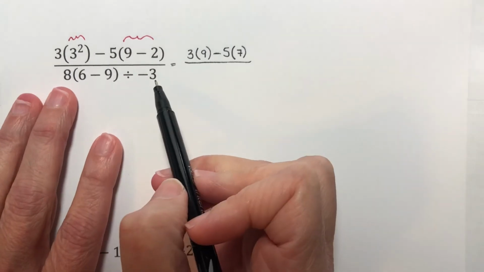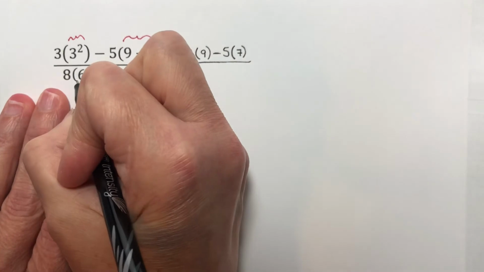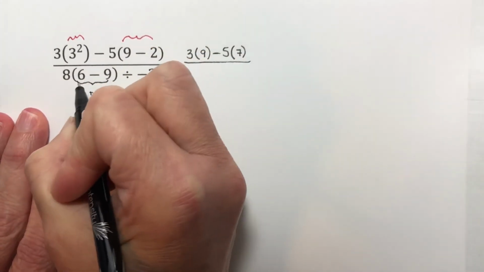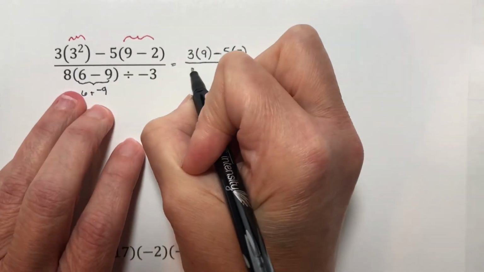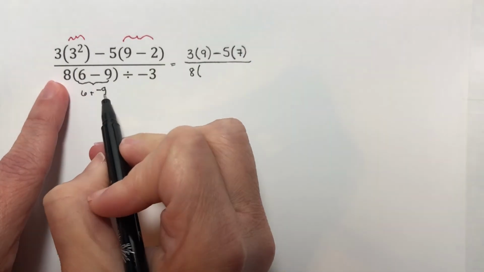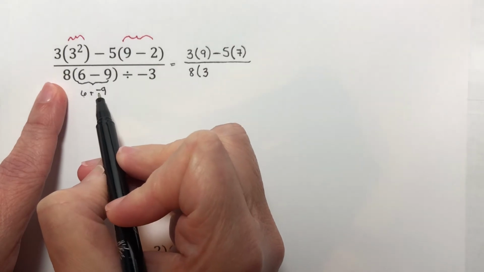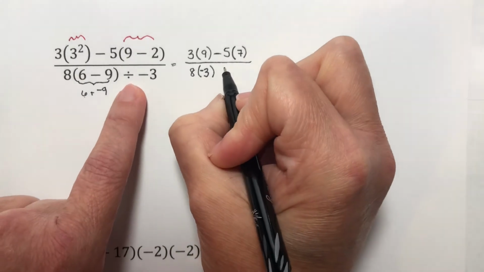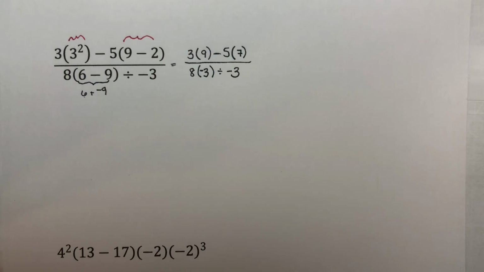Now, the bottom problem. I have a set of parentheses here that I can simplify inside. 6 minus 3, that's the same as 6 minus 9, sorry. 6 plus negative 9. 8 times. 9 minus 6 is 3. The 9 was larger absolute value and negative, so it's negative here. Divided by negative 3. So that's the first step in simplifying the top and simplifying in the bottom.